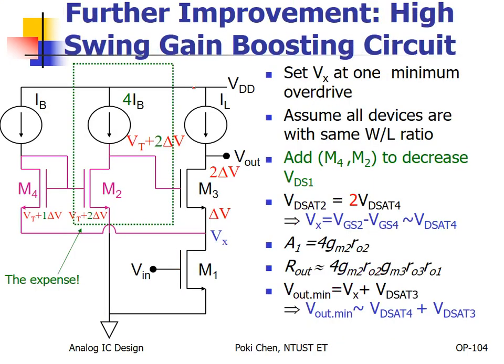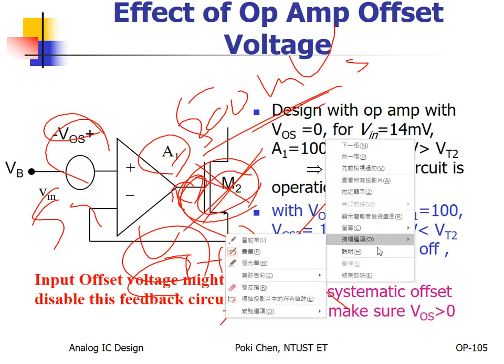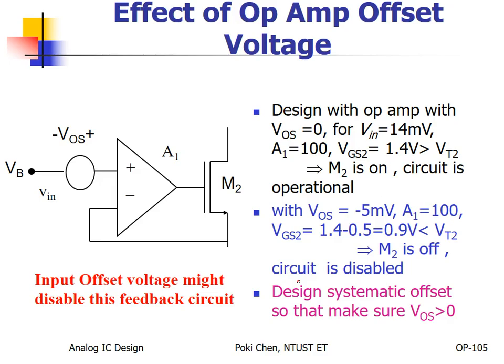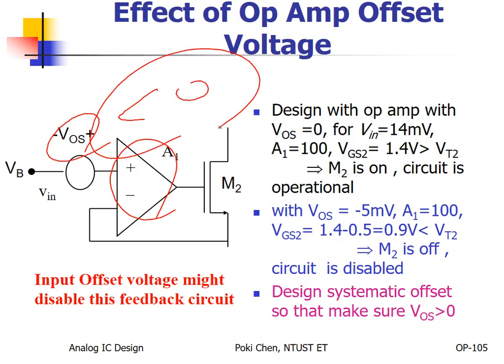So how to prevent such kind of very bad situation? For such kind of structure, you need to make sure VOS is never less than zero. But how? How can you make sure your input offset voltage is positive? Please think. What is the cause of VOS?